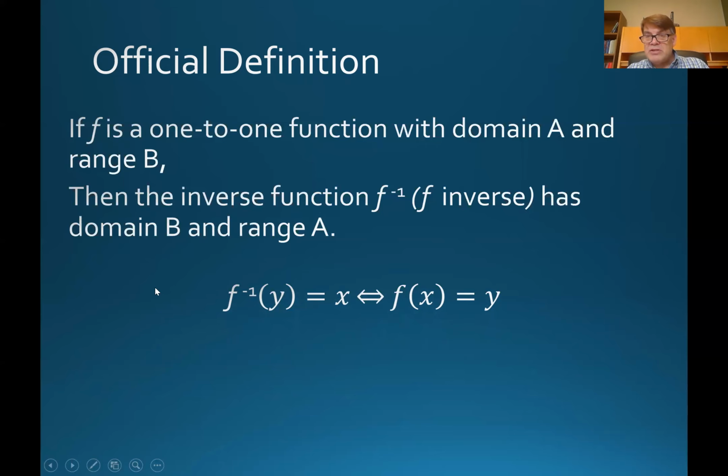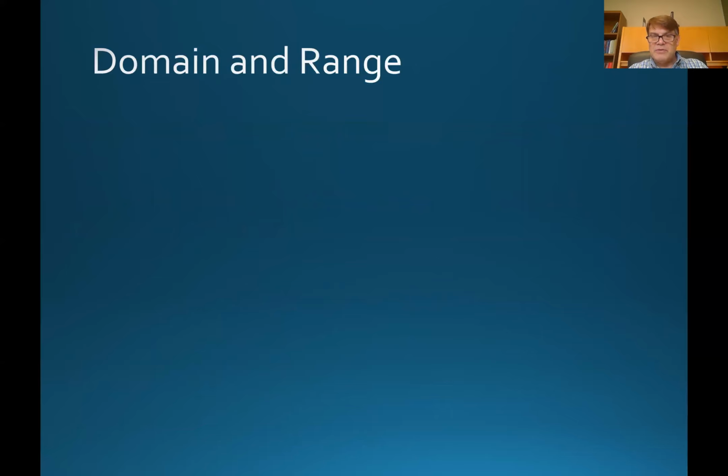It basically says what I said at the beginning. F inverse of y equals x if and only if f of x equals y for any y in the domain B. Okay, so again, what have we done? We've switched where the variables go, and that is the inverse function.